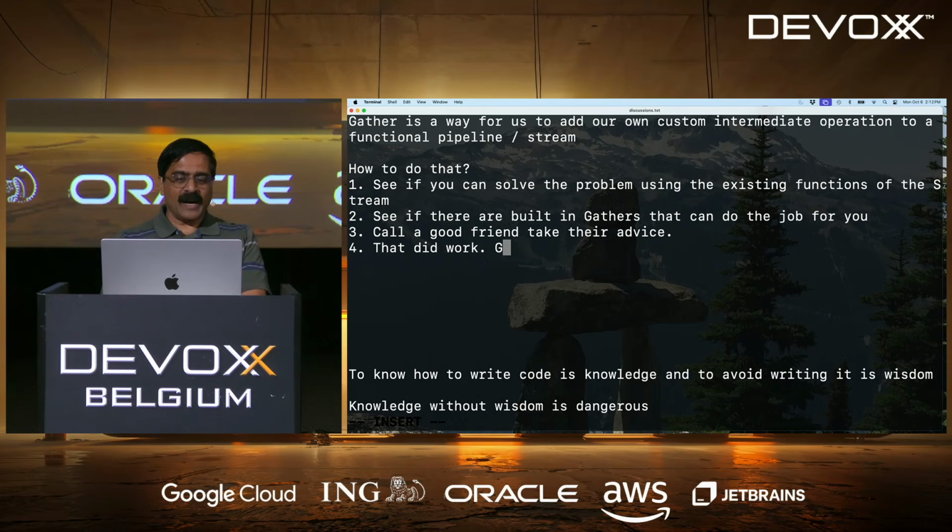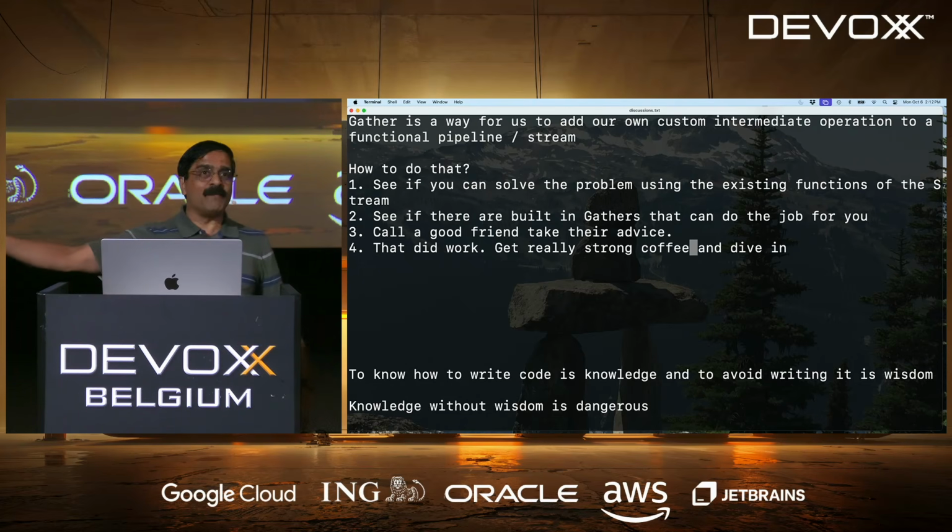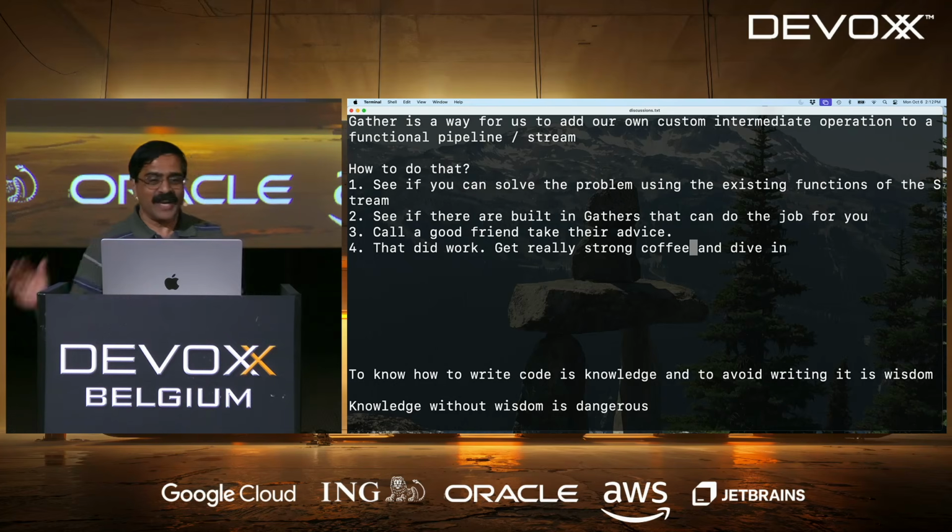What should I do? Get really strong coffee and dive in, right? So this is going to require all the caffeine you can find in the world, because this is going to require some real deep thinking to get it right. And that's what we're going to see here today. And I had 2 doses of coffee before I came in, so I'm all set for handling this. And I hope you are too. So essentially, let's walk through and see what it takes to do this.